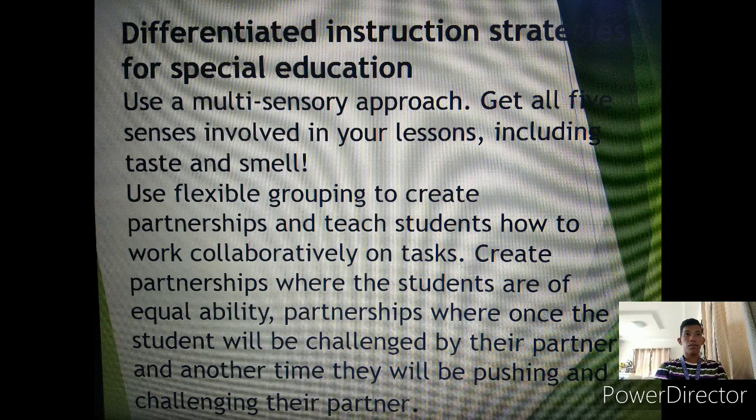And the last is differentiated instruction strategies for special education. Use a multi-sensory approach. Get all five senses involved in your lessons, including taste and smell. Use flexible grouping to create partnerships and teach students how to work collaboratively on tasks. Create partnerships where the students are of equal ability. Create partnerships where one time the student will be challenged by their partner, and another time they will be pushing and challenging their partner.